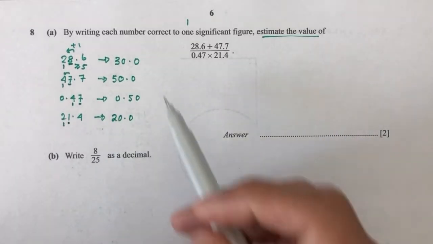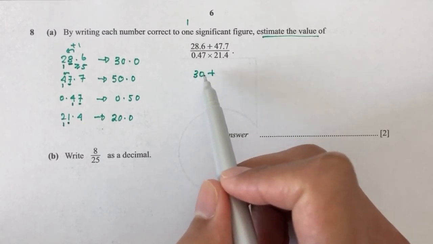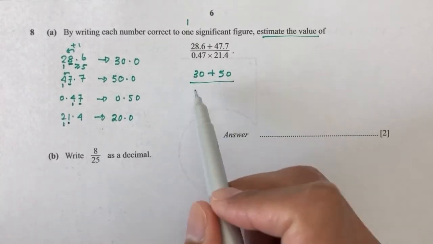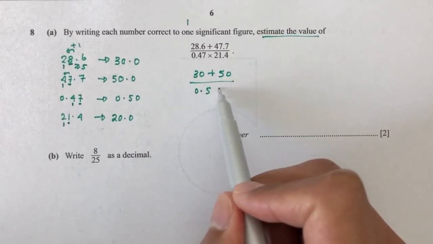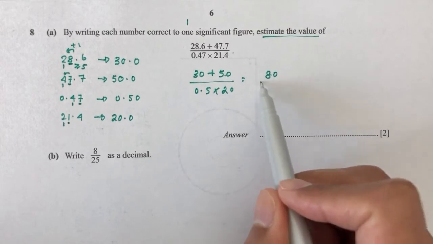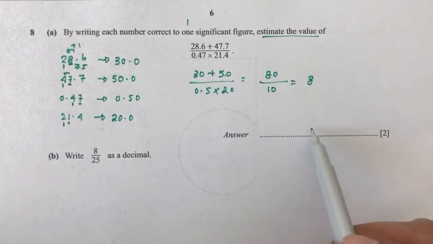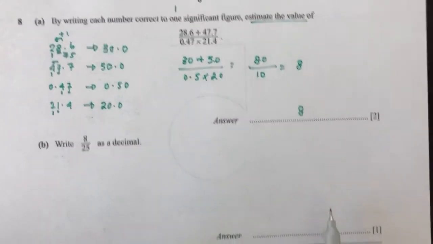Now we have to replace back in this fraction. It will be 30 plus 50 divided by 0.5 times 20. So 30 plus 50 will be 80, divided by half of 20, which is 10. That will be 8. Answer for part A will be 8.